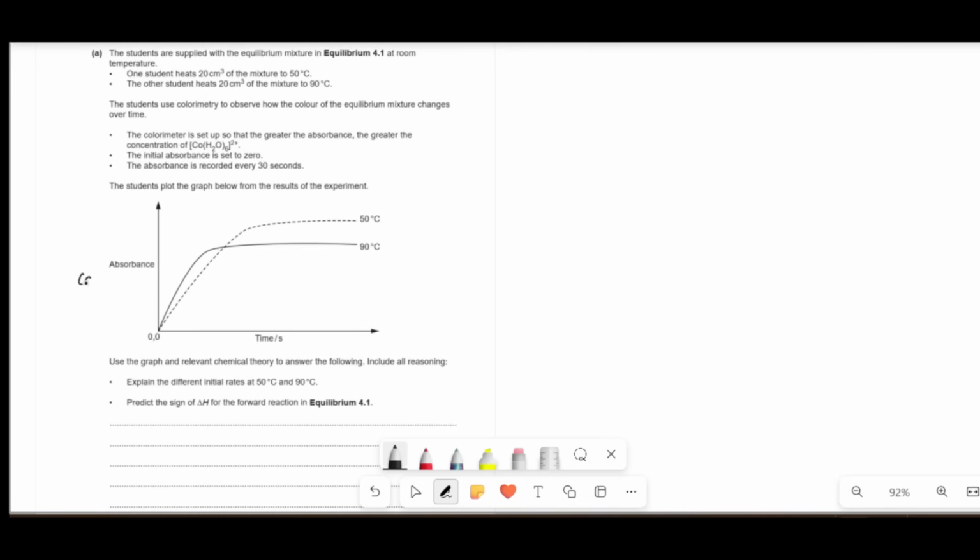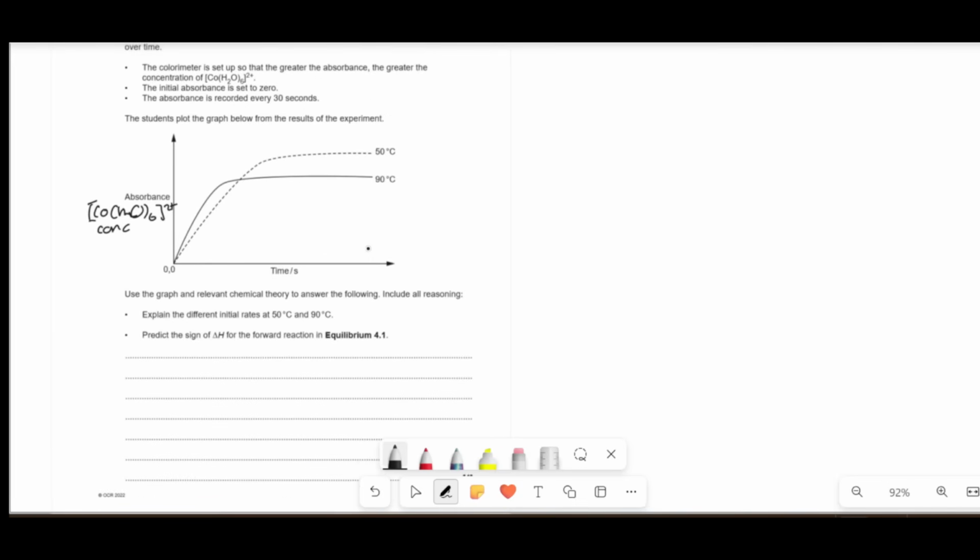So in this sense, essentially, that's the Co(H2O)6 2+ concentration. The initial absorbance is set to 0. It's done every 30 seconds. They plot the graph of the results. It says use the graph and the relevant chemical theory to answer the following, including all reasonings. Explain the different initial rates at 50 and 90, and then predict the sign of delta H for the forward reaction in this equilibrium.